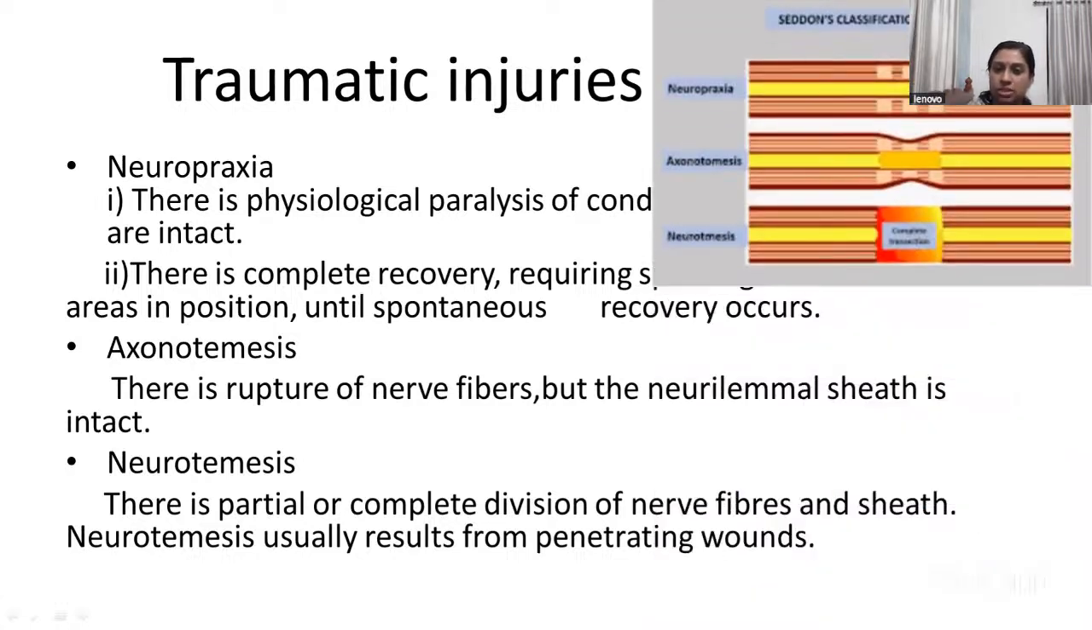Okay. So this is a pictorial representation of Seddon's classification of nerve injuries. Here in neuropraxia, we cannot appreciate any nerve fiber damage, whereas in axonotmesis, there is some amount of nerve fiber damage, but the neurolemmal sheath is intact. Here in neurotmesis, everything is disrupted, or complete transection of the nerve fiber is occurring.